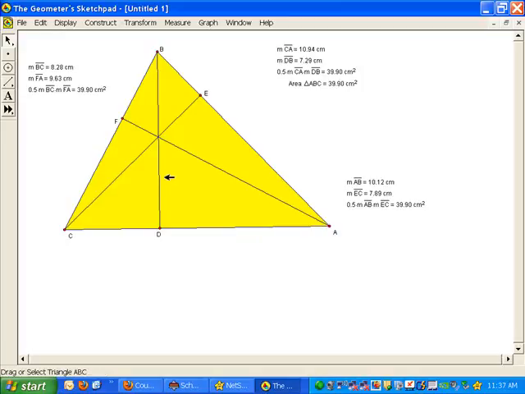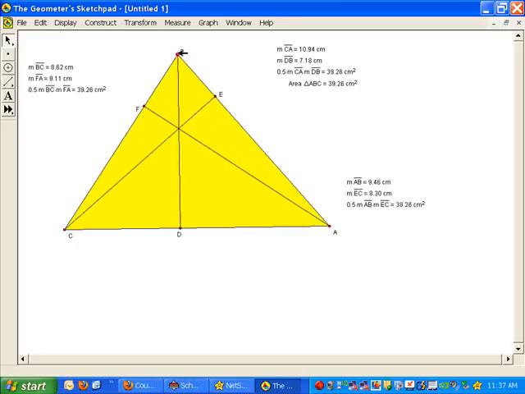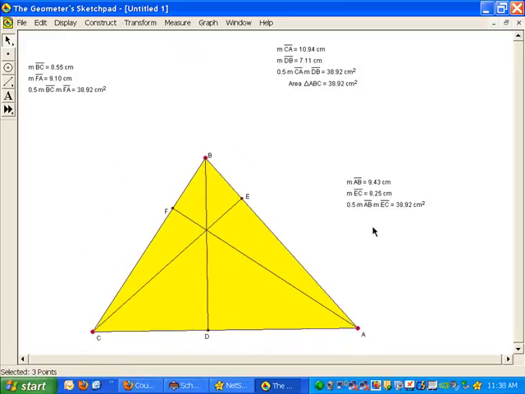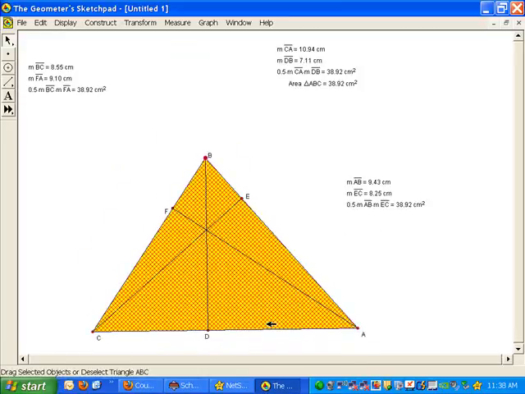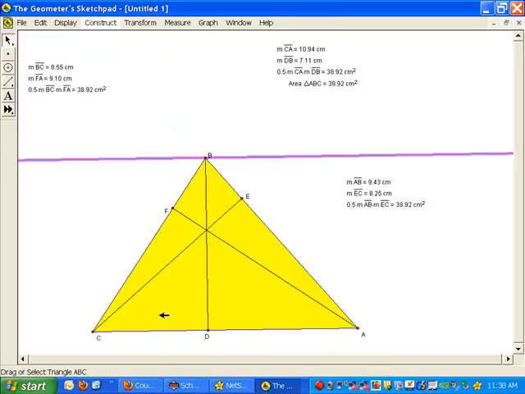Okay, let's talk about one more relationship for this. If I take this triangle and let's say I pass a parallel through point B. So I'm going to construct a parallel line through point B. I'm keeping AC as it is. All right, so notice my area is 38.92.